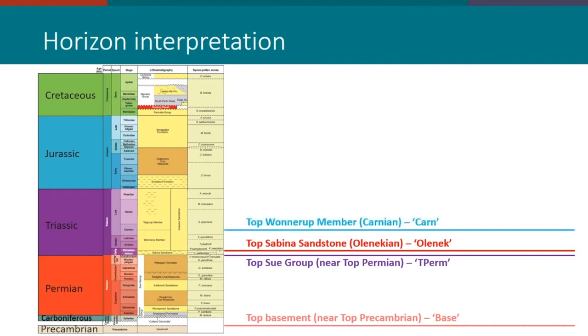The horizon above is the top of the Wonnerup member of the Lisua sandstone, and is of late Triassic Carnian age. It is a thick, relatively clean sandstone that on seismic forms a distinctive acoustically bland package. The early Jurassic horizon above is probably of late Pliensbachian age and forms the top of the more reflective seismic package above the Wonnerup member.